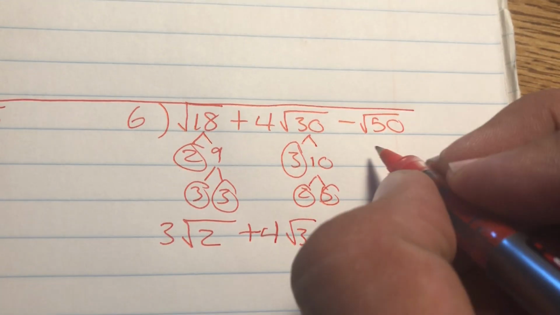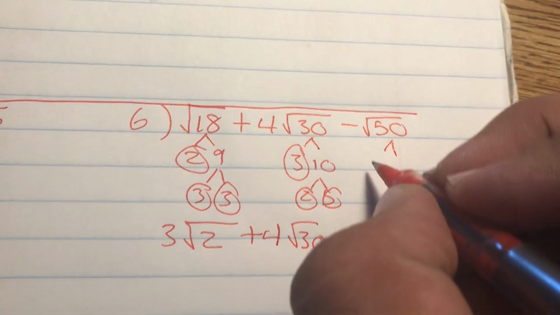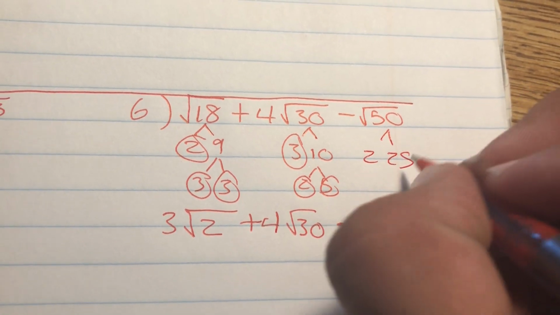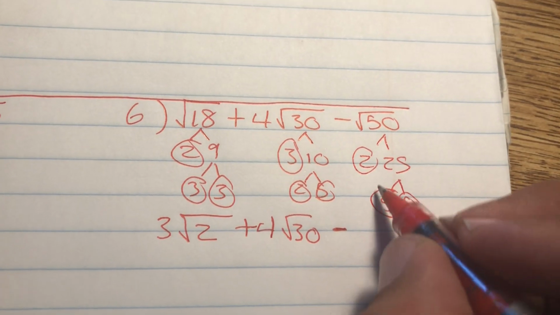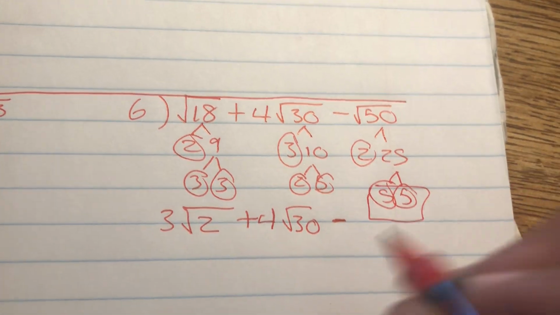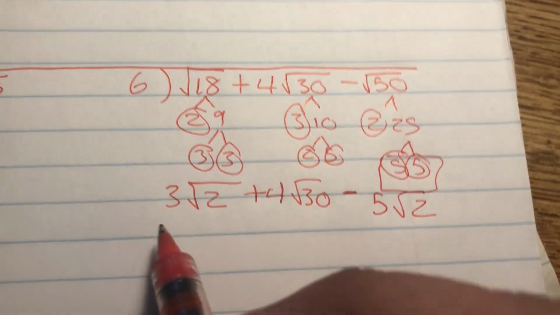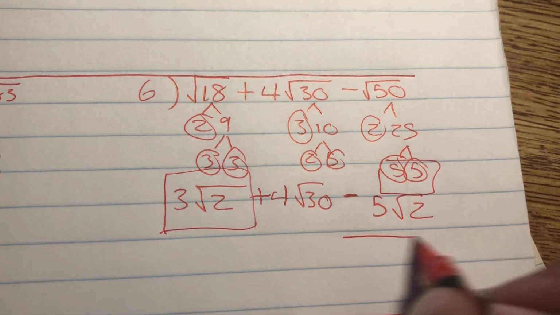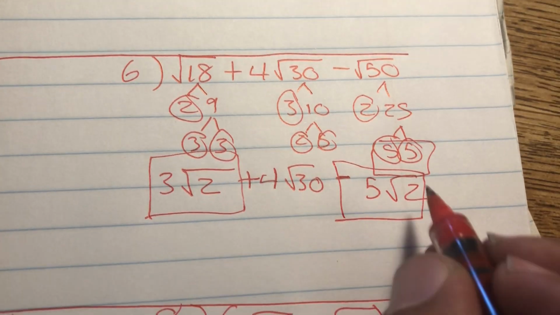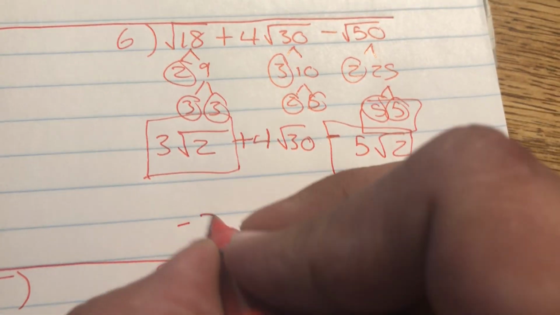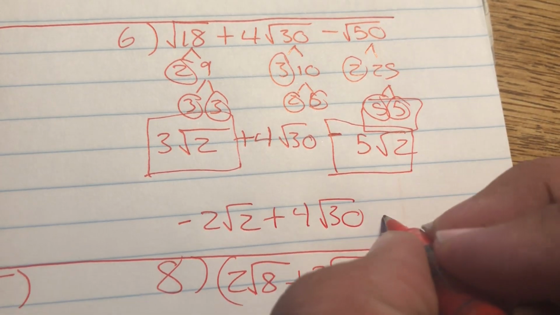Now the next one is, there's going to be a minus here. This is going to be 2 times 25 and 5 times 5. So this one's actually going to be 5 square root of 2. So I messed up there, 5 square root of 2. So I can combine like terms. The first one and the last one can be combined. I didn't know that from its original form. So now I know it's 3 square root of 2 minus 5 square root of 2. So I'm left with negative 2 square root of 2 plus 4 square root of 30. And there's my final answer.